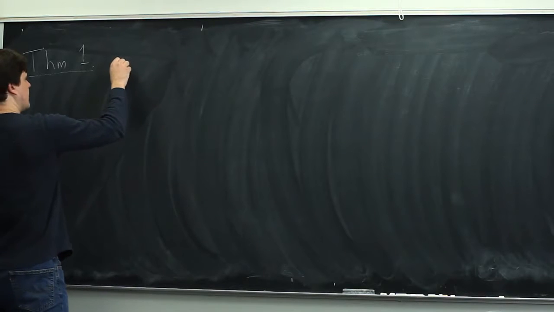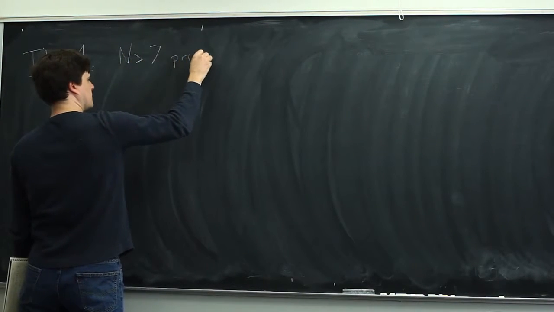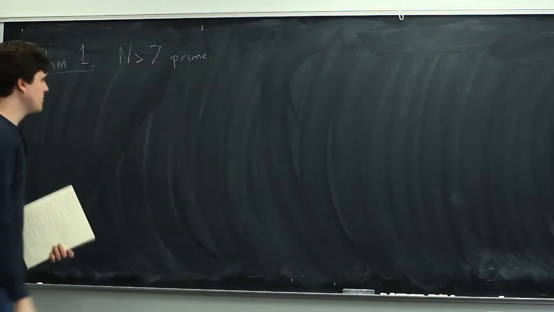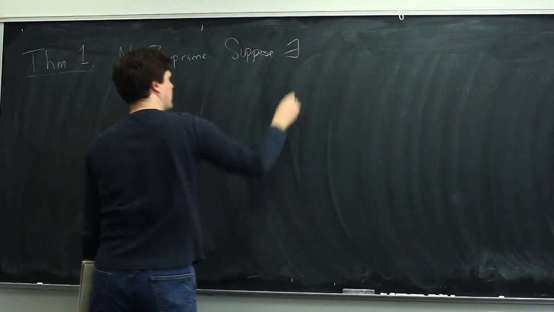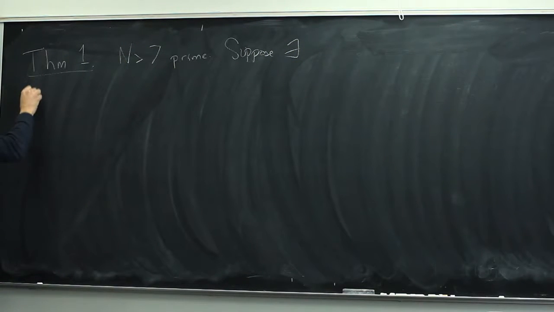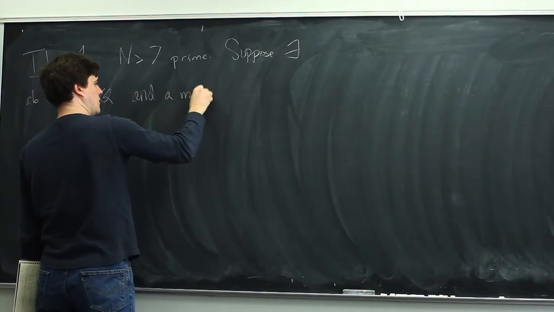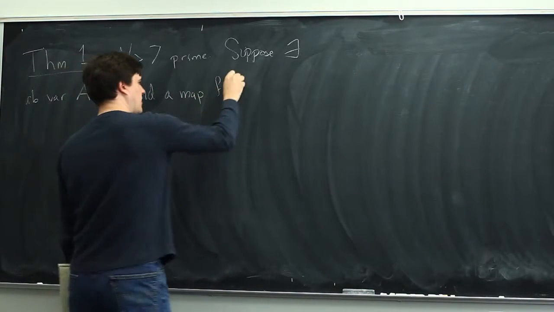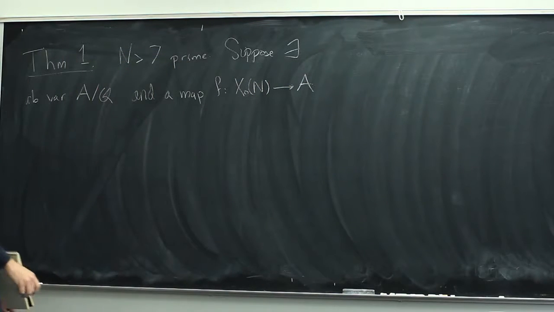It says that, suppose that you have a prime number n that's greater than 7. And suppose that there exists an abelian variety A over the rational numbers, and a map of varieties F from X0(n) to A, such that the following 3 conditions hold.